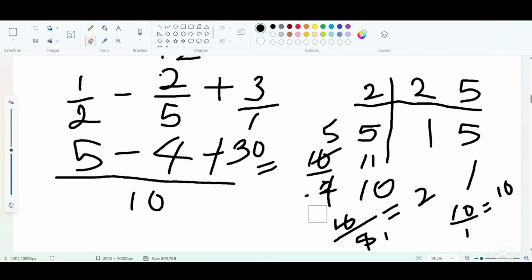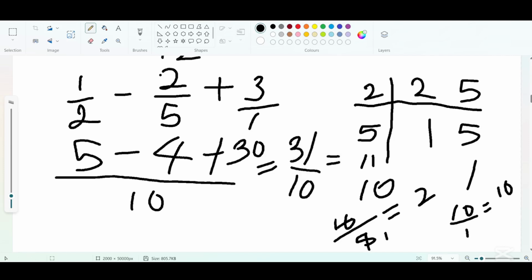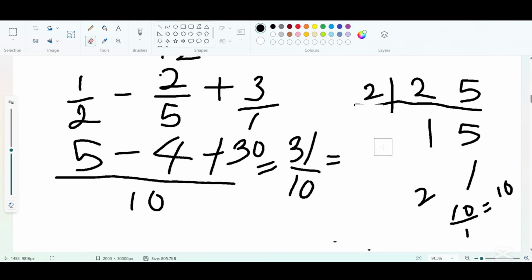So what's going to be our final answer? The final answer is going to be 5 minus 4, that's what? 1, right? Then 1 plus 30, that's what? 31 all over 10. Is this a proper or improper fraction? It's an improper fraction, right? So what do you do? Convert it to a mixed fraction. How do you convert it to a mixed fraction? You say 10 in 31. How many 10s are in 31? 3, remaining 1, because 10 times 3 is 30. Remaining 1, and the 1 all over 10. So that is now the final answer.